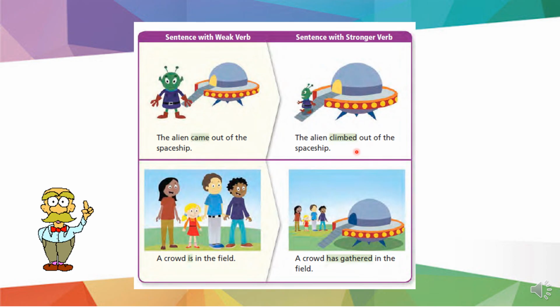Now, the second example goes, a crowd is in the field. Okay, so your verb is. But then it's such a general verb, right? So we need to know exactly what the action was of the crowd. So instead of saying this, then we can say a crowd has gathered in the field, okay? Or a crowd has assembled in the field. So use stronger verbs, be more specific with the kind of action that you'd like to convey in your sentence so that your writing could be better.